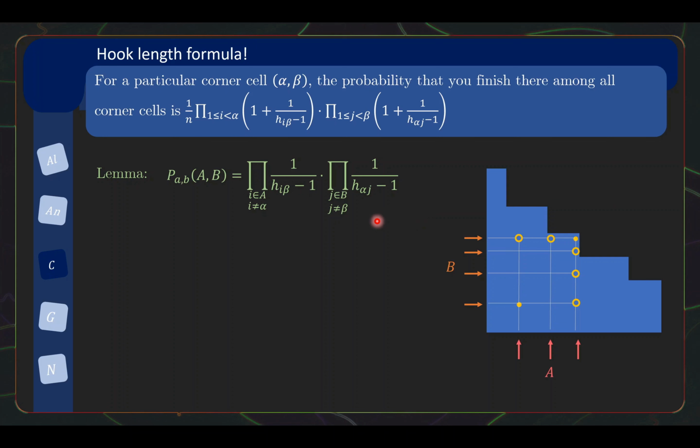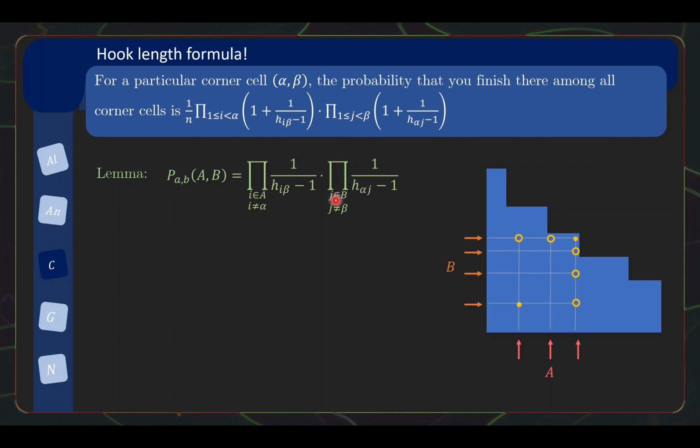The product over here involves the hook length of all these intersections over here that are in the same, so you have a net over here with the A and the B's, and in the topmost row, these are going to be having the same y coordinate as beta, and your x coordinate is going to be elements of A that is not equal to alpha. So these are the intersection points that are not the corner cell.